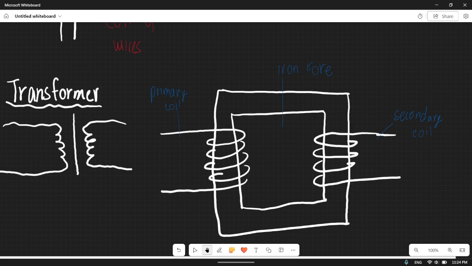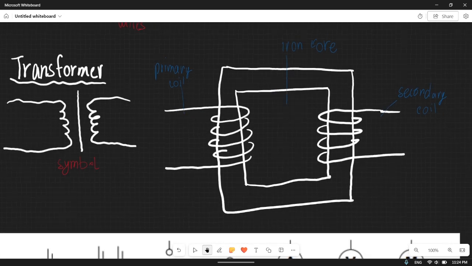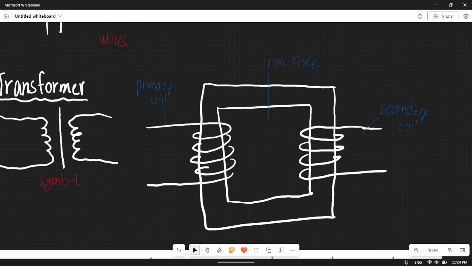Then lastly, transformers. This is the transformer symbol when you're putting it on a diagram. But if you're asked to draw a transformer in a question, then this is how you draw it. Make sure that you label it. So you label it with iron core. This is your primary coil, and this is your secondary coil. And if they also tell you to state the type of wires, you can say copper wires. Now, please be careful whether they say it's a step down transformer or a step up. That question will determine how many coils you draw.